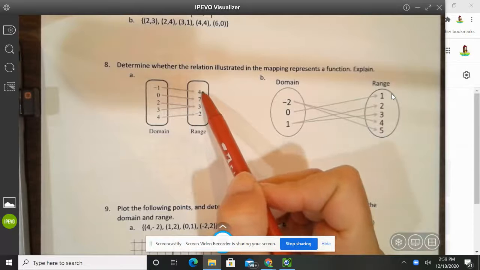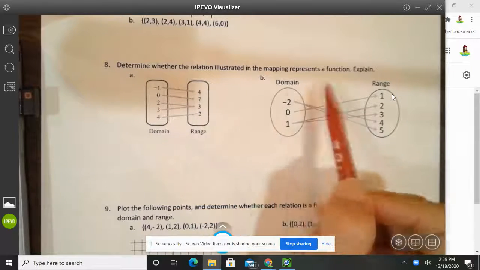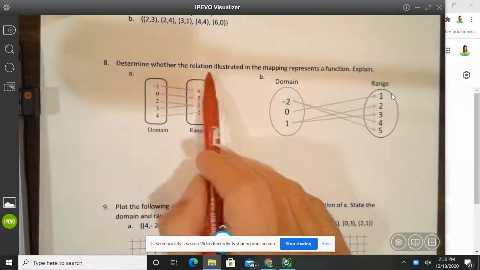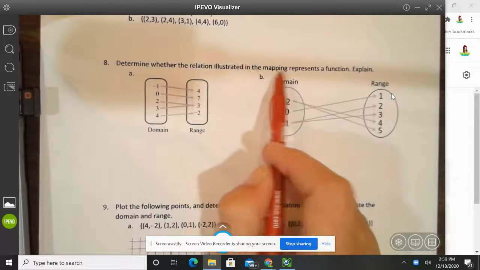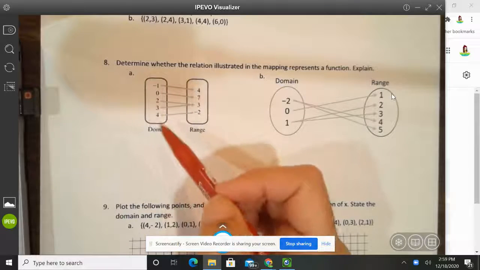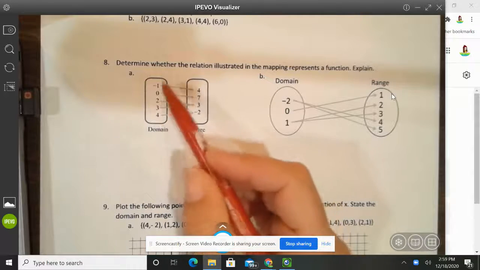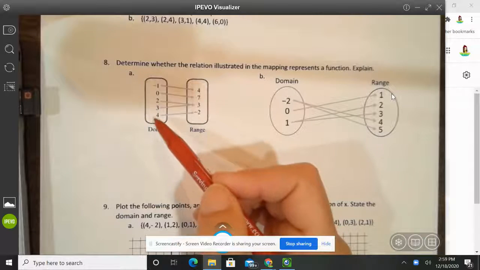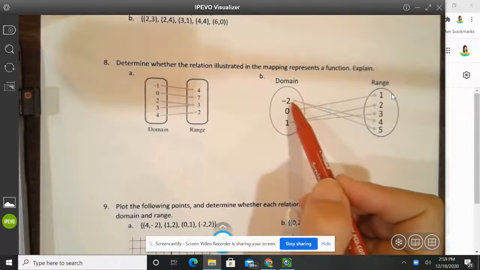That's what you're doing here. You're mapping it. Then it says, determine whether the relation illustrated in the mapping represents a function. Well, if the x repeats, then it's not a function. So in this case, your x is not repeating. But in this case, your x is repeating.